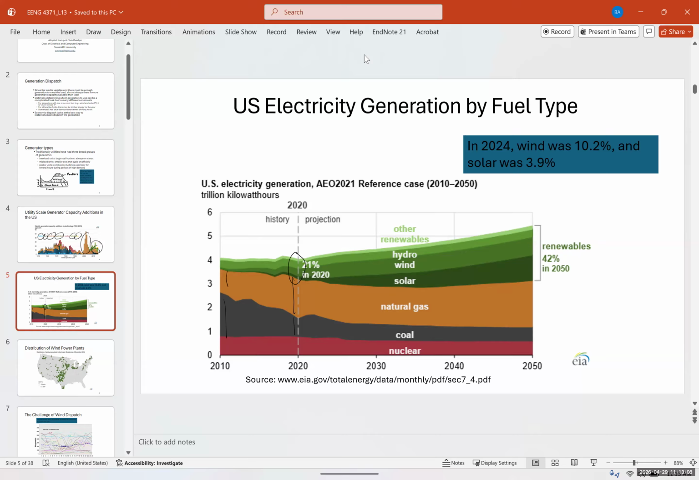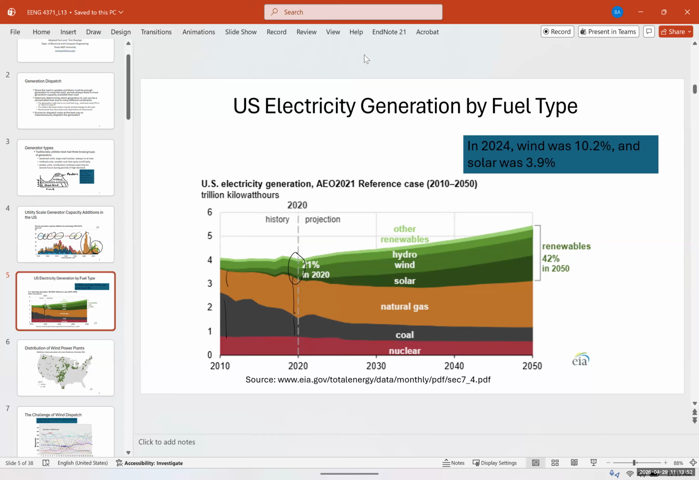In 2024, wind accounted for 10.2% of total grid generation. So about 50% of all renewables is wind, and solar was around 3.9%. Now, the reason the renewable share of generation is lower than their share of capacity is their capacity factor. Wind and solar don't produce at their full rated capacity at all times. A wind turbine might only produce around 30 to 40% of its maximum on average, because we have windy days and calm days, and also cloudy days and sunny days.